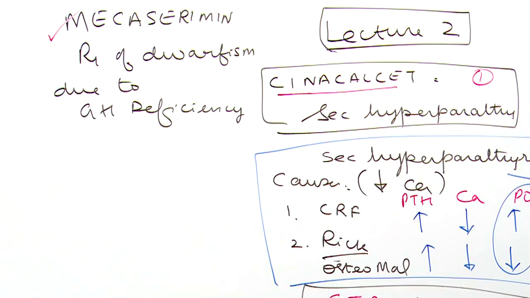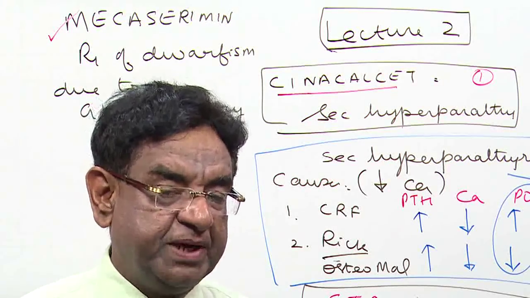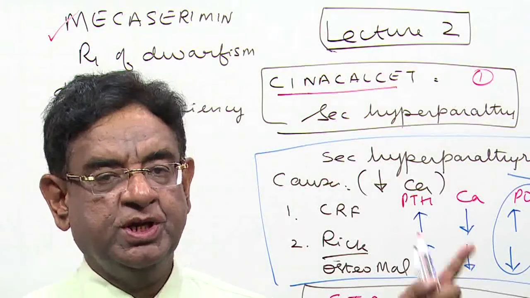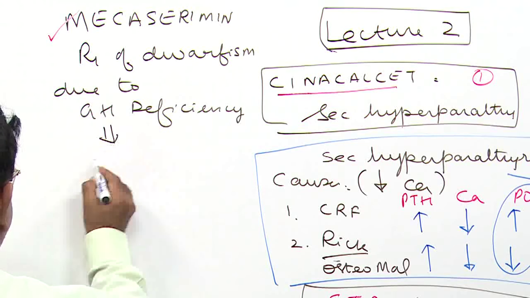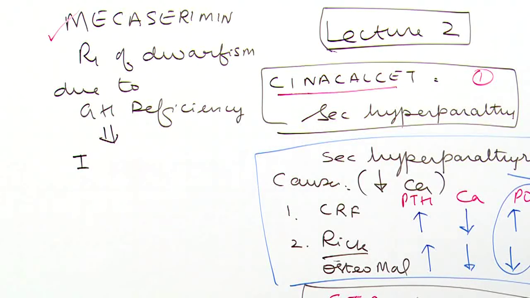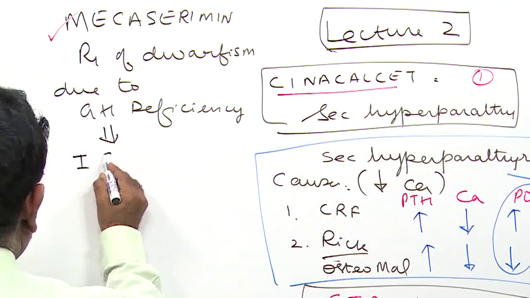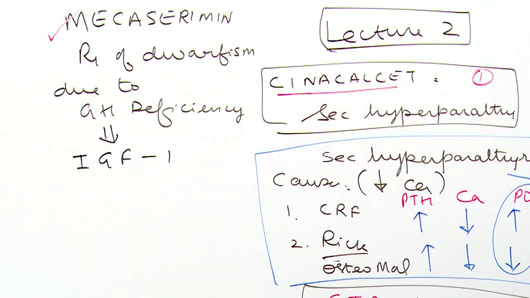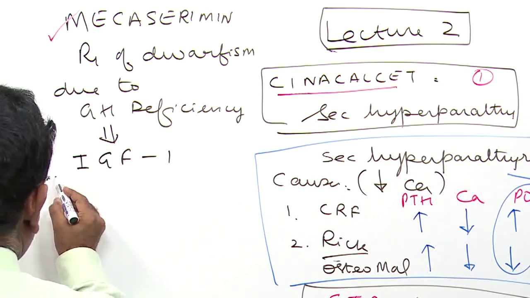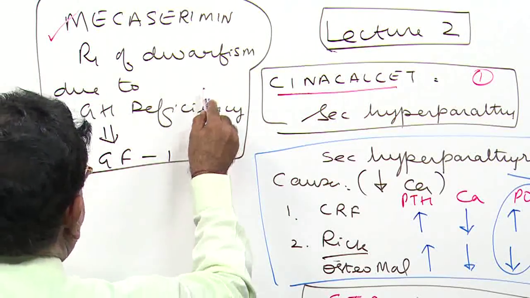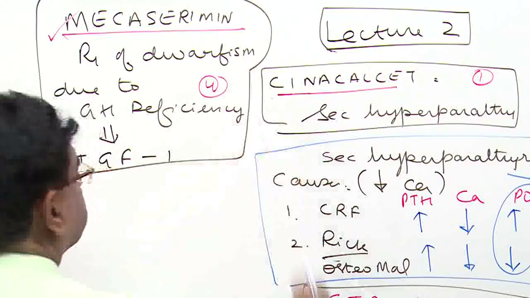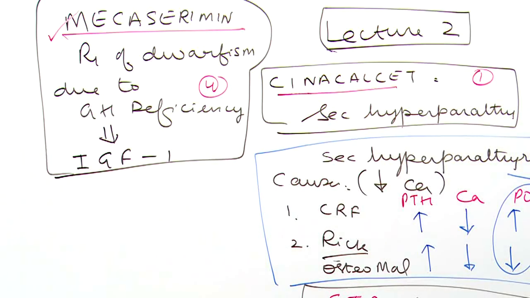Mecaserimin is a new drug beyond the 19th edition of Harrison, wherever in a patient there is deficiency of growth hormone. So we give this drug mecaserimin because it acts on the insulin like growth factor 1. It acts on the IGF-1 receptor, that's why it promotes growth. This is the new drug, box number 4, mecaserimin. Then we got certain somatostatin analogs.